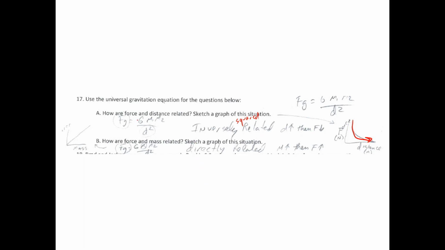Force and mass, well, if you're trying to figure out that one, you get the Fg equals G m1 m2 over d squared equation, and you say, okay, if everything was the same, 1, 1, 1 over 1, Fg would have been 1. But if you made mass 2, 1, 2, 1 over 1 is actually 2. So since the mass went up, Fg went up. That's directly related.